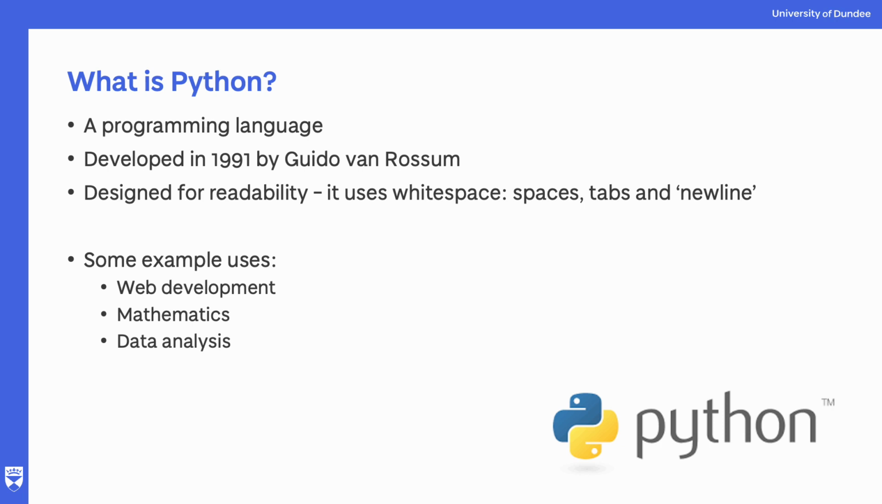So you might have seen it being used for web development, for mathematics type things, for data analysis, and it's a very readable language. So hopefully as we go through the course you can see that there are opportunities to use white space, which is extra lines to break things up. You can set things out with spaces, with tabs, so that it's easy to understand it at a glance. That's not always the case with programming languages.